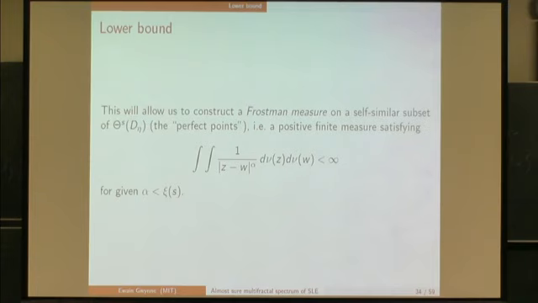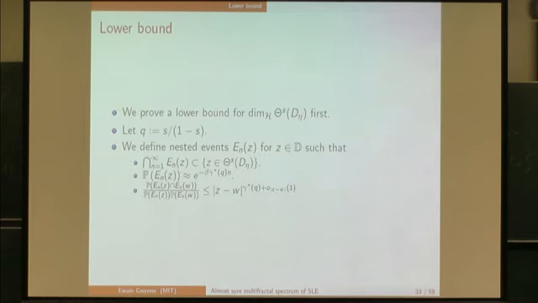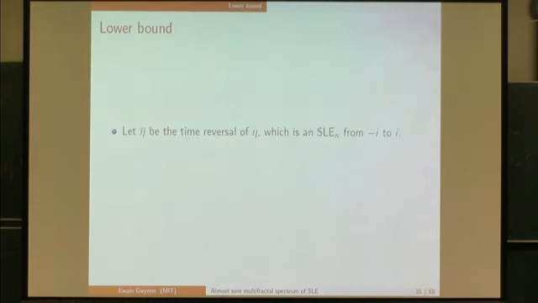So the difficulty in the proof is then constructing these events En of z with these three properties. The way we construct the events is we're going to grow the curve eta from both directions, and we're going to zoom in a bunch of times and define a new event, which looks the same as all of the previous scales each time we zoom in.